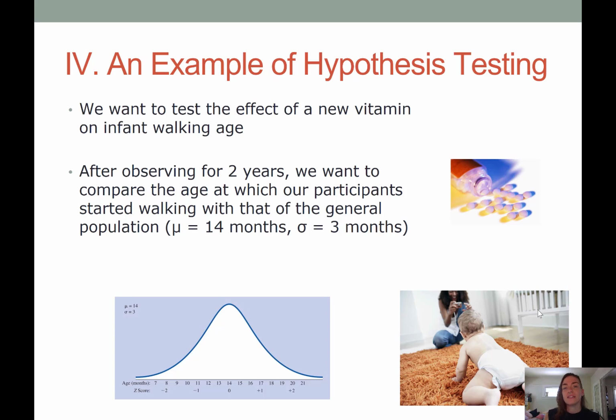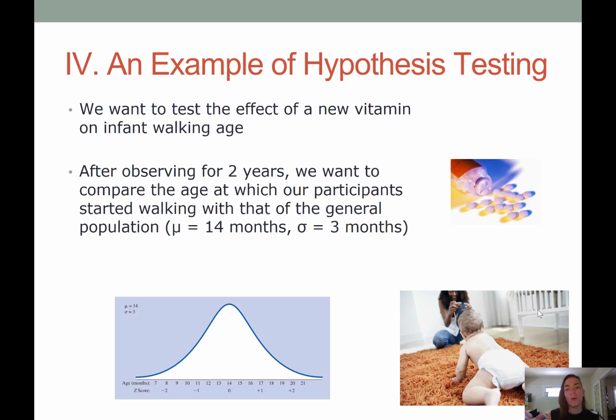I want to test the effect of a new vitamin that I think will help infants walk faster, walk earlier in their lives. So I give this vitamin to a baby, and I observe them for 2 years, and I want to see if my participants who get the vitamin start walking earlier than the general population of babies. And I have to know something about the general population of babies.